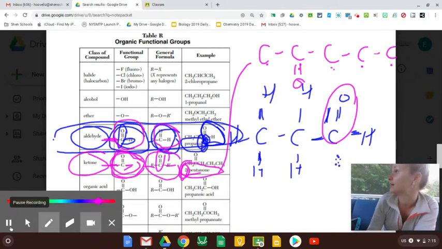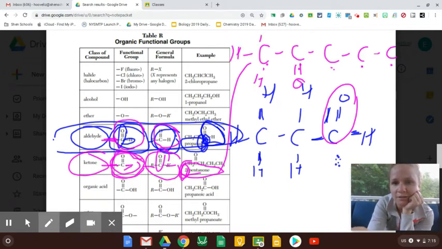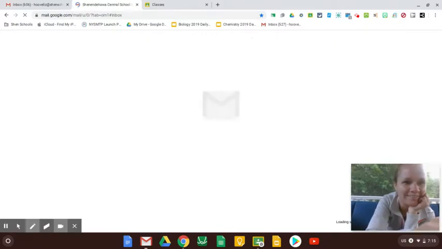All right, and then to finish the molecule, I'll just go through and put H's all around the C's.